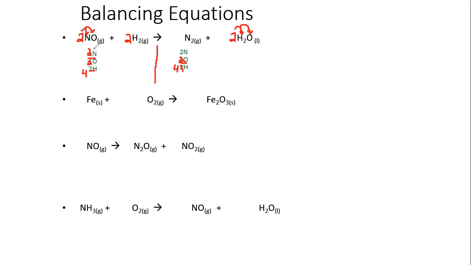So what this equation is saying is that for every 2 moles of NO and 2 moles of H2 that you react, you form 1 mole of N2 and 2 moles of H2O. Now moving to the second example, we have iron plus oxygen gives us iron oxide. This is the chemical change that occurs when rust forms. Iron 3 oxide is commonly referred to as rust. And so we determine the number of each element on both sides of the equation.